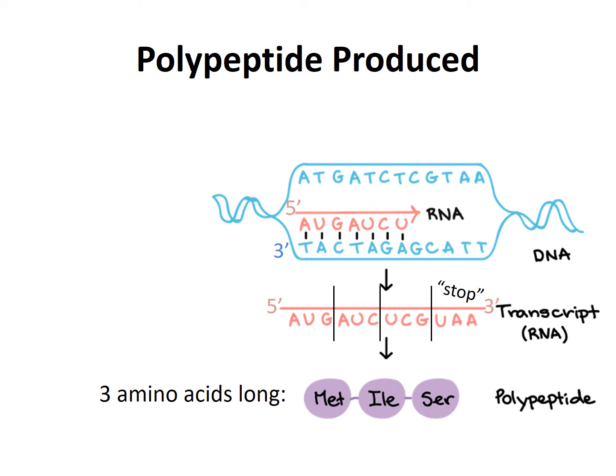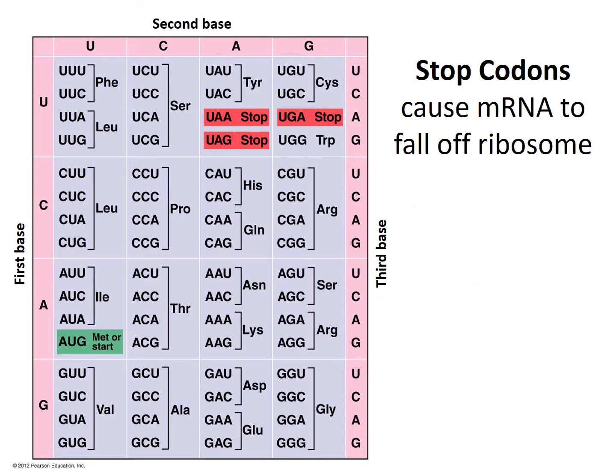Each codon codes for a specific amino acid. So AUG codes for MET, AUC codes for ILE, and so on, until we reach something called a stop codon. Stop codons cause the mRNA molecule to fall off the ribosome, so this ends translation. Even if the mRNA molecule is very long and there are more nucleotides downstream of the stop codon, that doesn't matter. Translation ends at the stop codon.